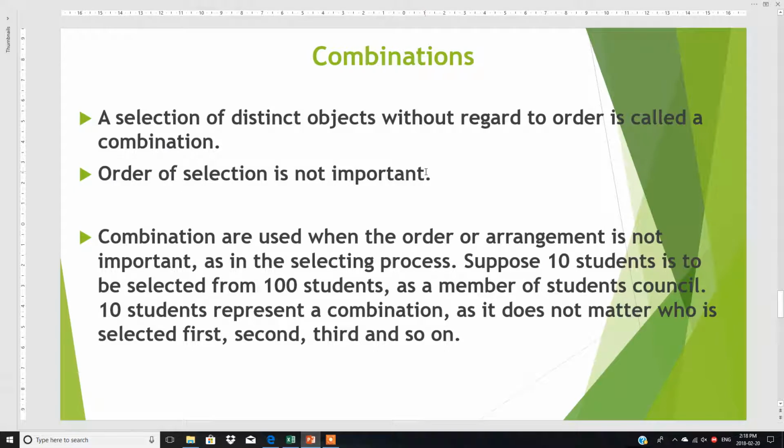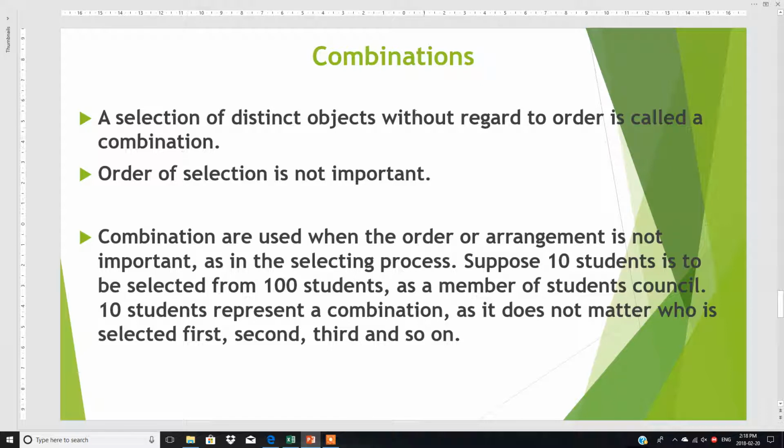In this lesson, I will explain combinations: what is combination in statistics, what formula we will use to find the combinations, and the most important thing, how we will calculate combinations with the help of Microsoft Excel.